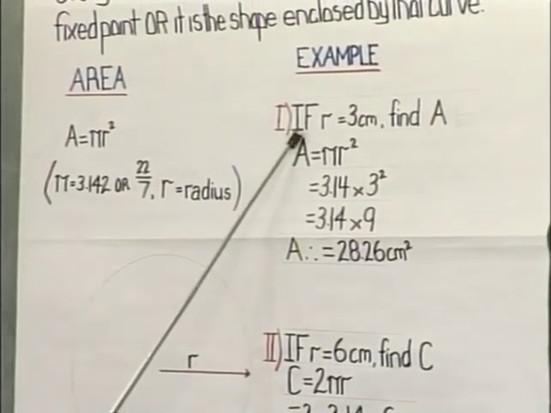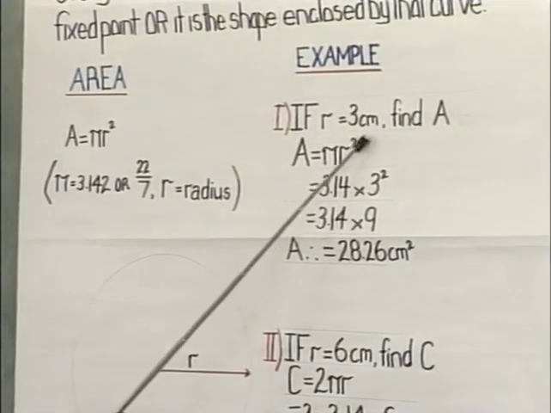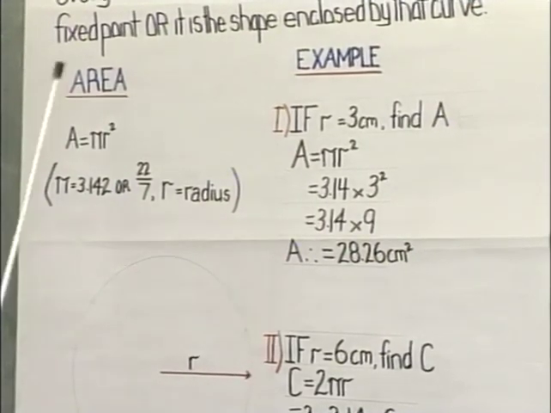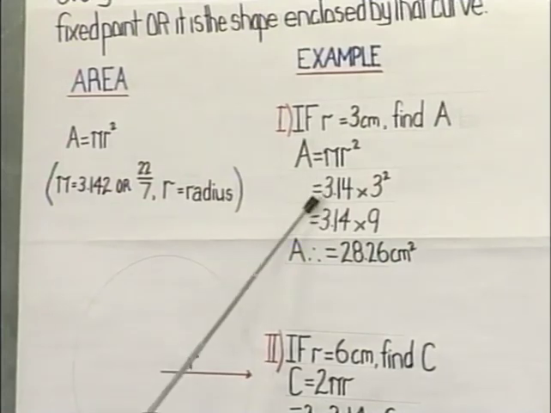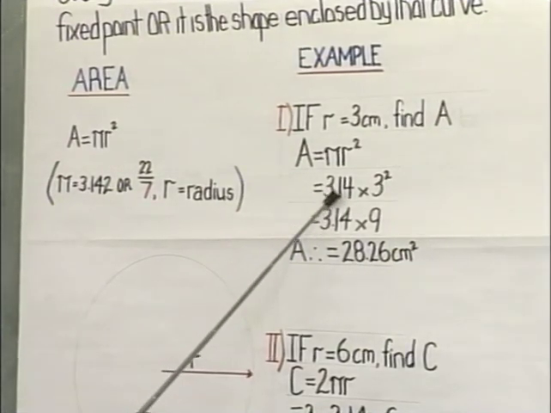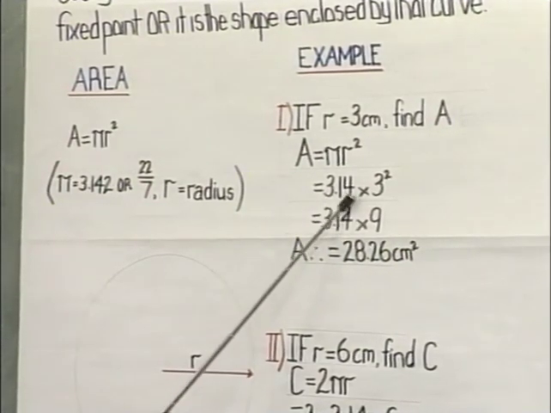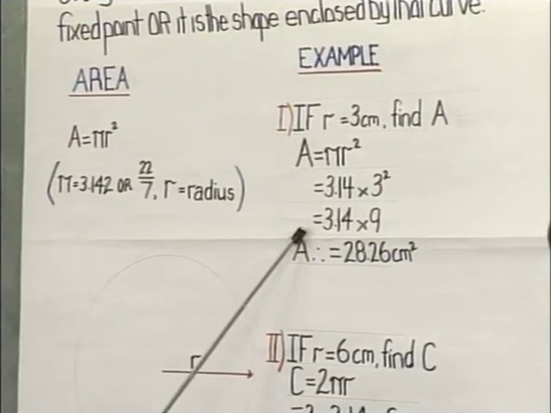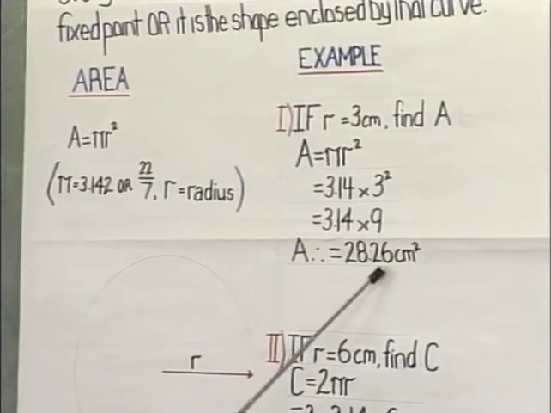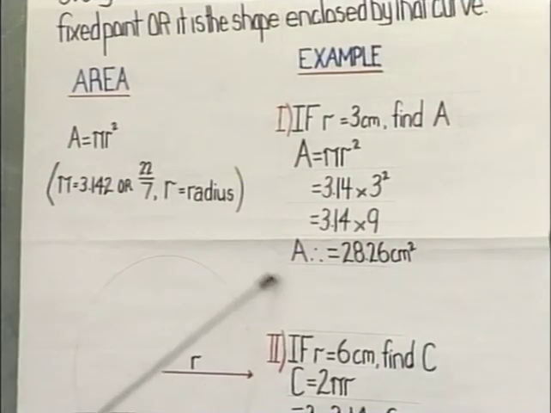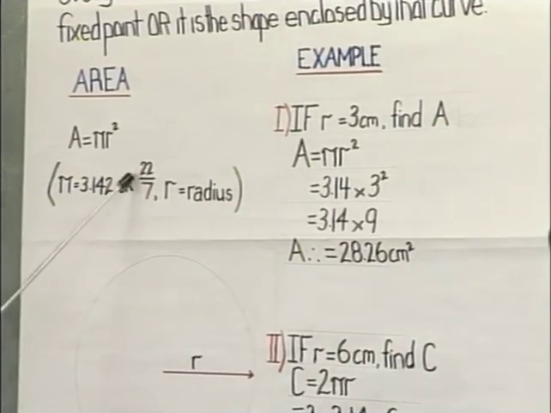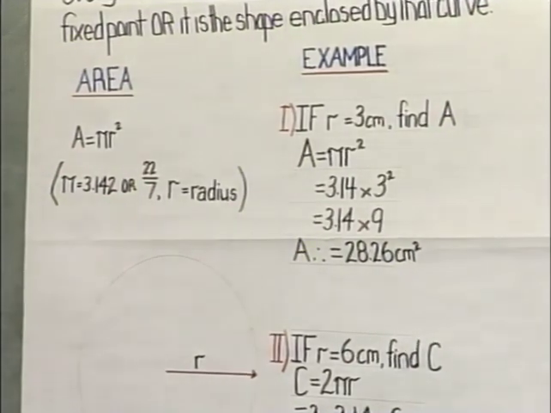Say if r equals 3 cm, find A, meaning find the area. Okay, A equals pi r squared. We decided to use 3.14 times 3 squared. 3.14 times 9 gives you 28.26 centimeters squared. However, if you use 22/7, you get the same answer.